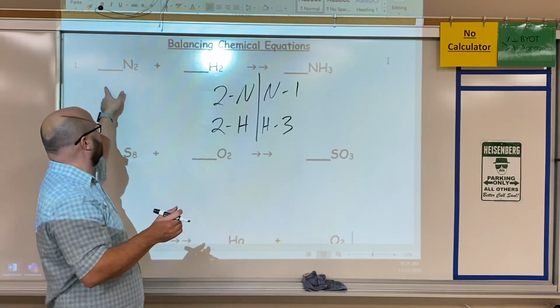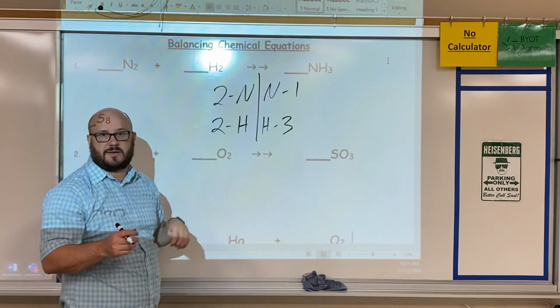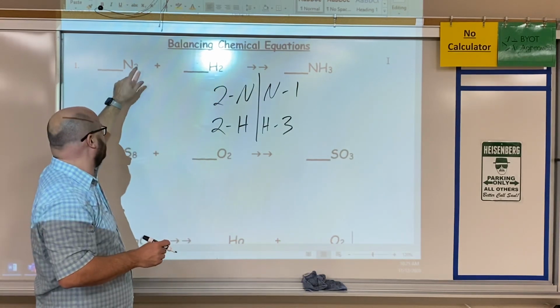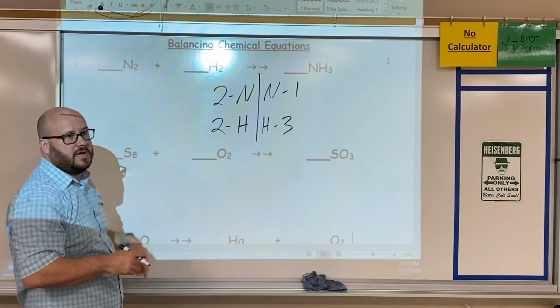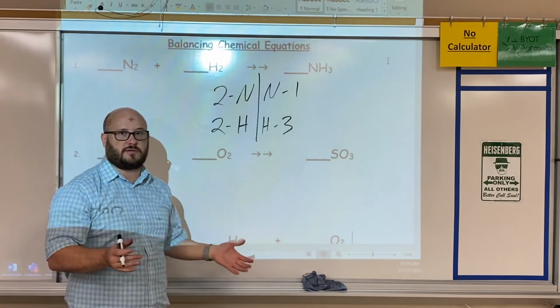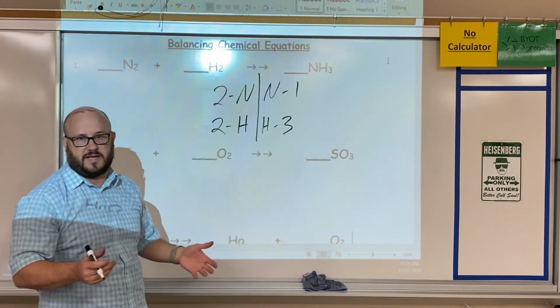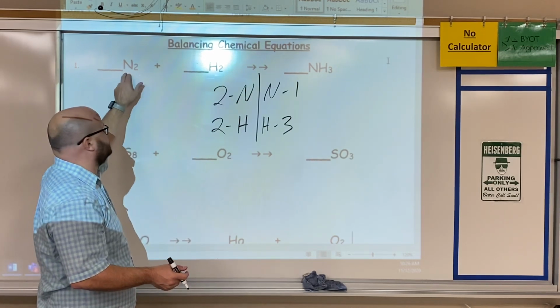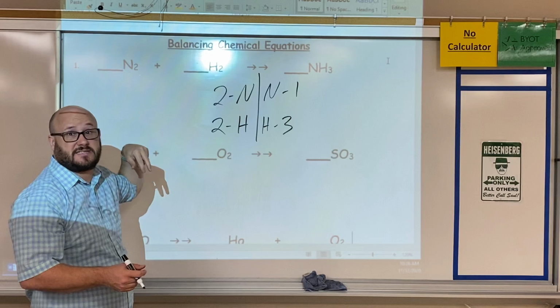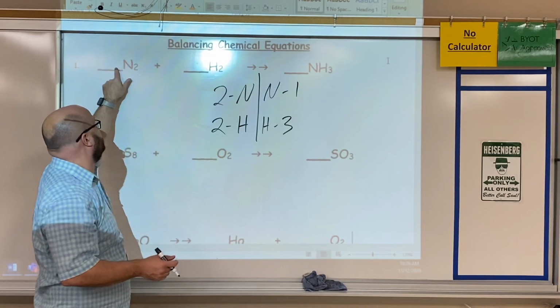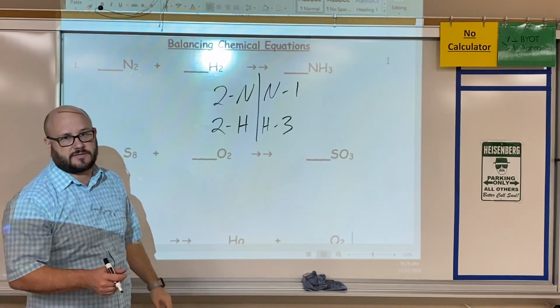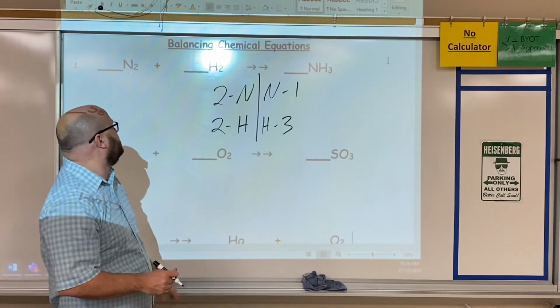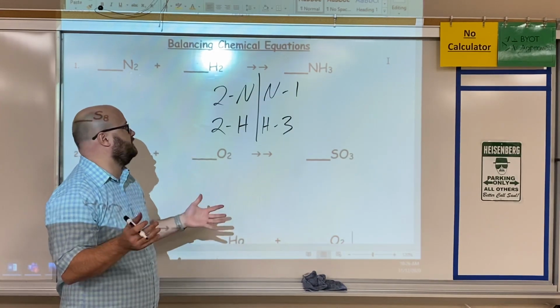We have 2 what I like to call wild cards. Anytime you have an element by itself, either a diatomic element or, as we'll see later, metals sometimes get written by themselves: lead, iron, zinc. Anytime something's by itself, save it for last, because you can write a coefficient in front of this without changing anything else. We have 2 of them on this problem. It's not going to be very hard.